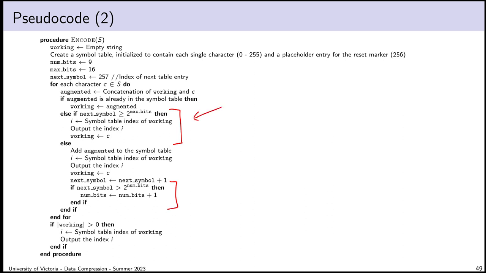So this is the case where the table is full. If you've reached a step where you want to generate a new symbol, and you want to add a symbol to the table, but you don't have any space in the table, what you do is output the current working string as a symbol and then reset the working string, but don't add the augmented string to the table like you would in a different case. The table's full, you can't add any new symbols.